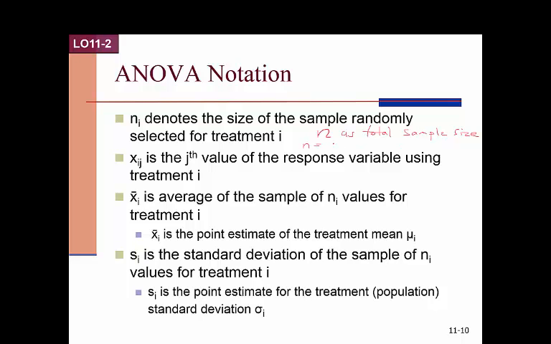Okay, where N equals the summation of Ni over i. So when you sum up all the sample sizes of the individual treatments or levels, you get the total sample size. And Xij is the jth value that goes into treatment i. X bar i is the average of the sample of the Ni values in treatment i. And Si is the standard deviation of the sample of the Ni values in treatment i.